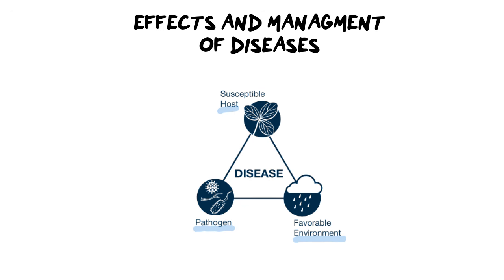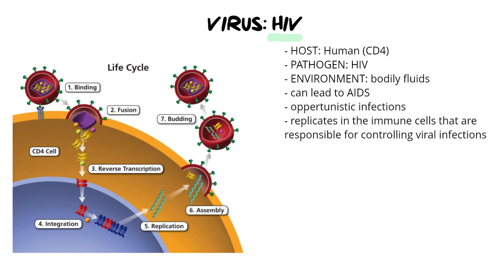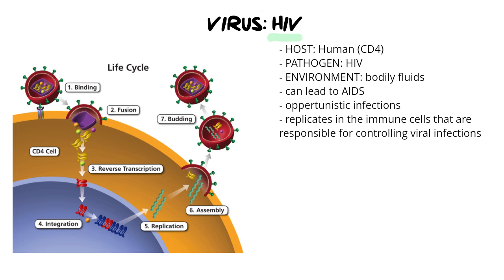Now, this little triangle is what we call an infection pyramid, and it helps us explain how to manage diseases and how to look into the best course of treatment for them. Now let's move into our first of the pathogens. We're going to look at a virus pathogen called HIV, or human immunodeficiency virus. Now for each one of these infections, we are going to run through the infection pyramid, which means that we're always going to discuss the host, the pathogen, and its environment.